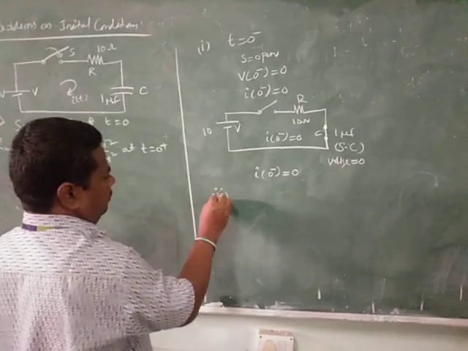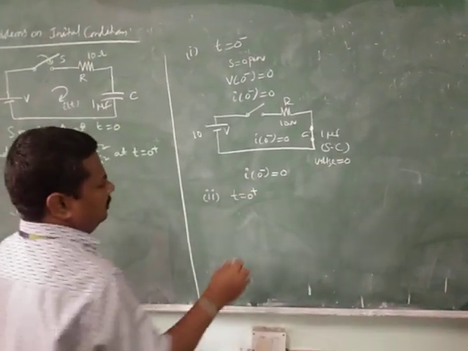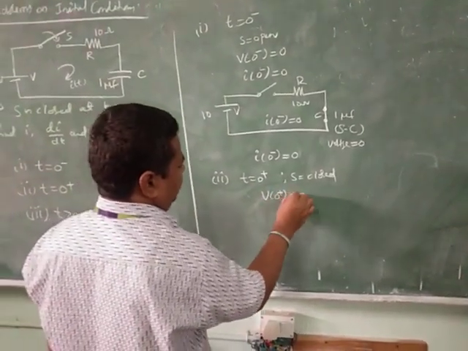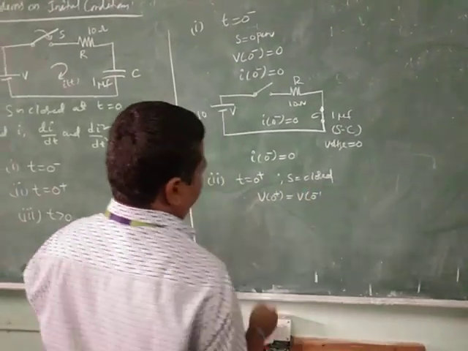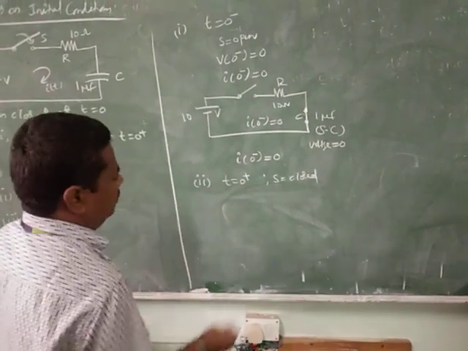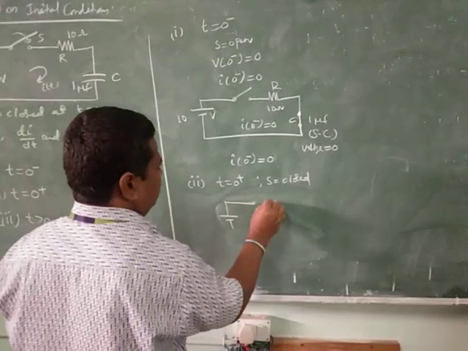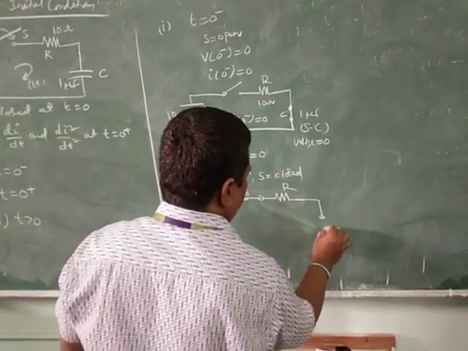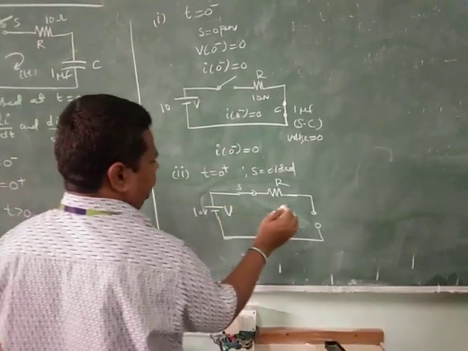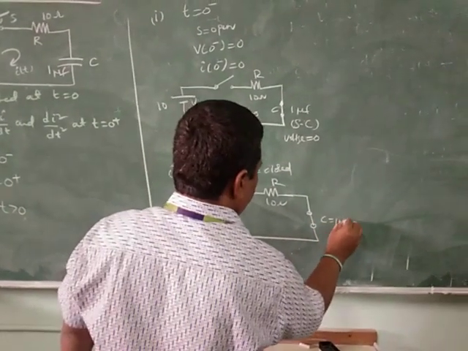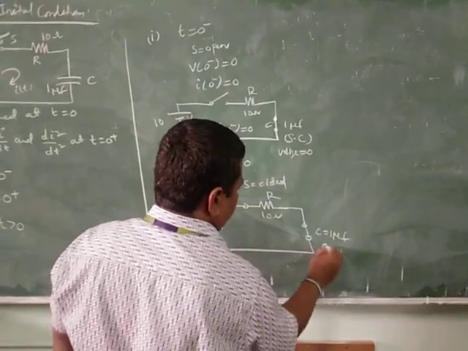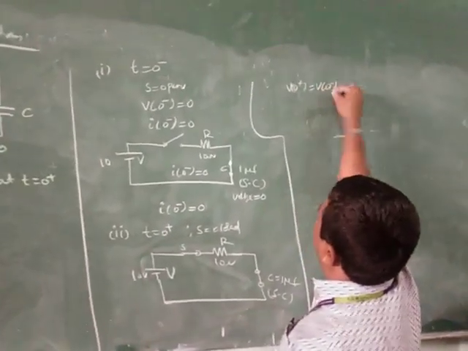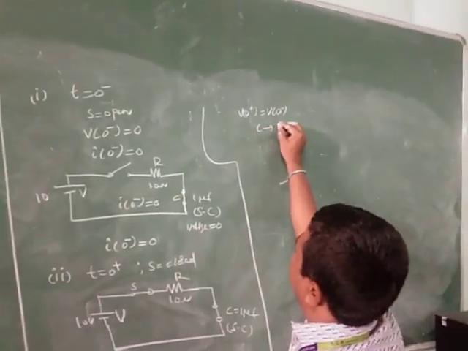And coming to the second case, t is equal to 0 plus and S is closed. Based on the initial condition, V of 0 plus is equal to V of 0 minus. Okay, here first of all draw the equivalent circuit. S is closed, then this is resistor R, and here the capacitor. This capacitor is a short circuit. Why? Because the voltage across the capacitor, V of 0 plus, is equal to V of 0 minus, so the capacitor acts as a short circuit.